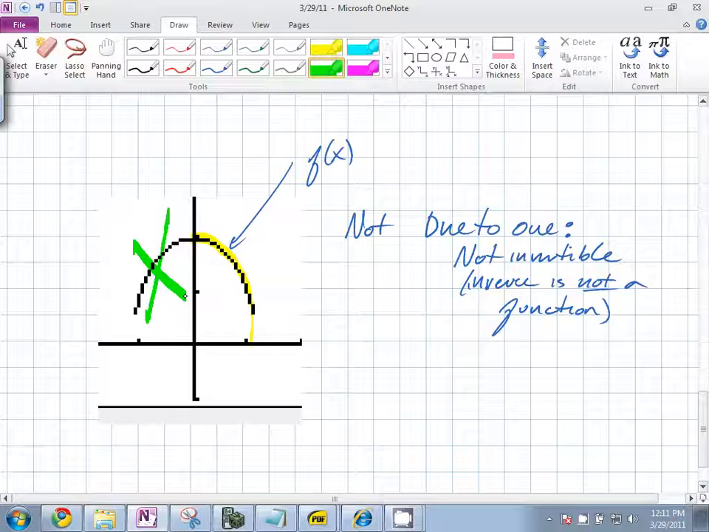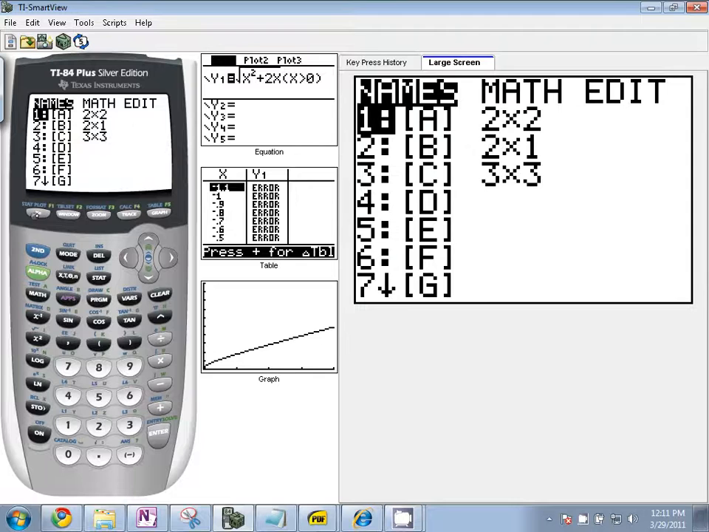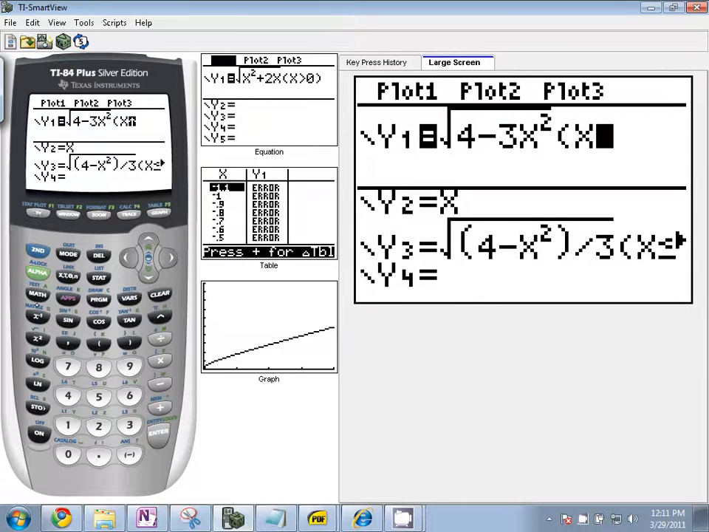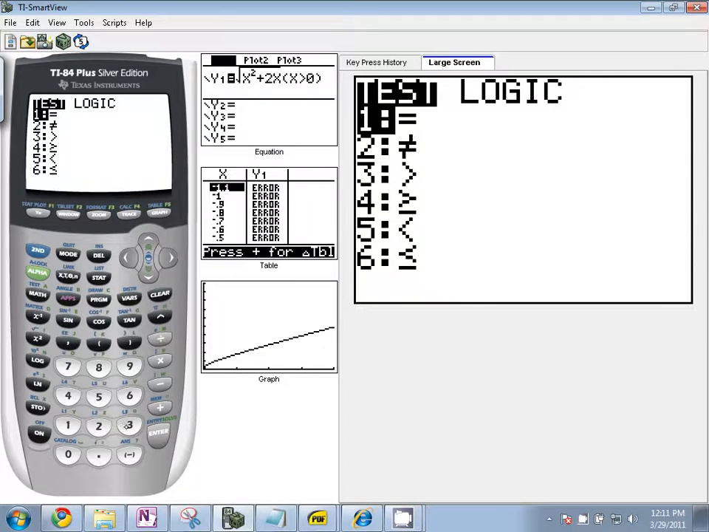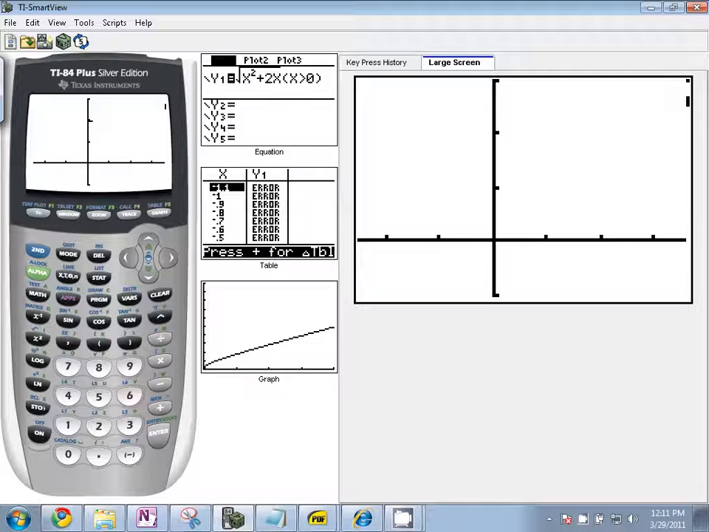So if we go back to our calculator, what do we plug in here? Do the parentheses, make sure you go all the way over, parentheses, second math, 3, x is greater than, gotta do x, second math, greater than what? 0. And now when we graph it, look what it does. Is that a 1-to-1 function? Yes, it is, yay!